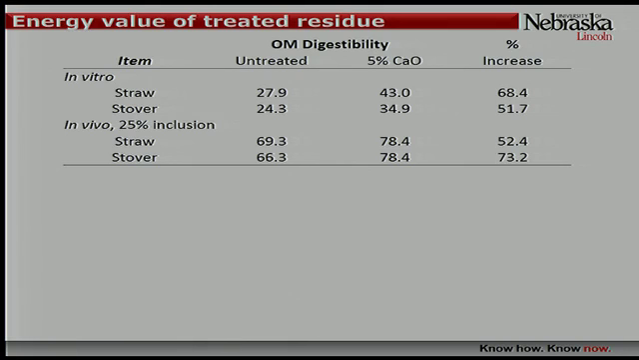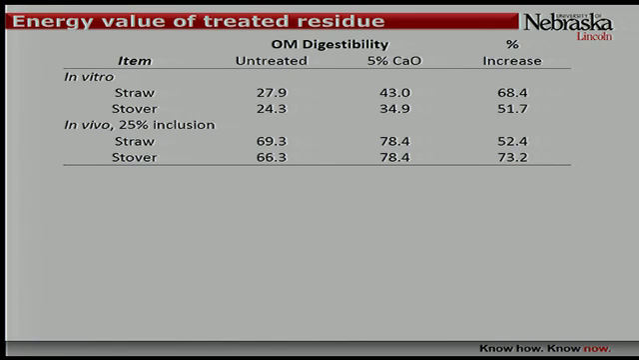One important point here, this is in a finishing diet. This is at 25% inclusion, and we've seen a 52 and a 73% increase in its value of organic matter digestibility. So as Dirk kind of led on, there's likely some synergy not only between byproducts and corn silage, but also it's probably not outside the realm to think that there's some synergy here as well.